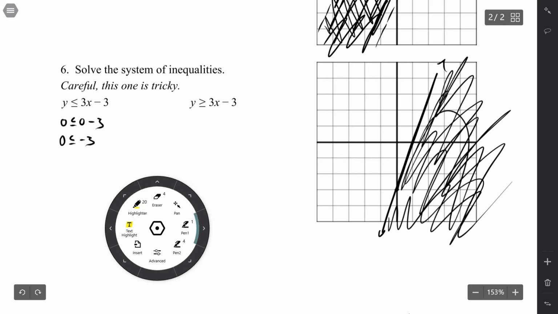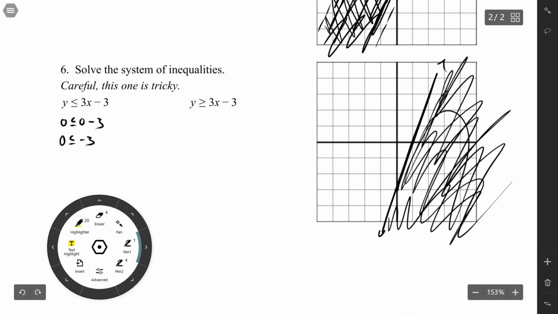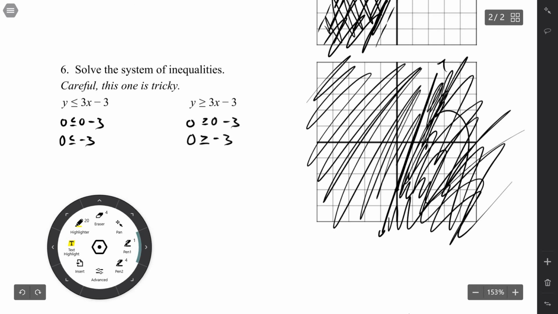All right. And this next one here, well, it's the same line. Does that mean that we have infinite solutions, or are we just going to leave it shaded this way? Not quite. We do have infinite solutions, but we'll see exactly what the solution here is in just a second. We've already graphed the line, so let's just try a point. 0 is greater than 0 minus 3. 0 is greater than negative 3. So we would shade this side of the equation.